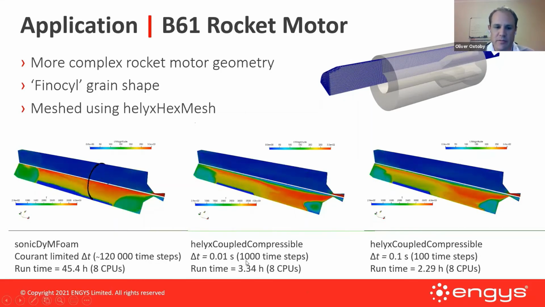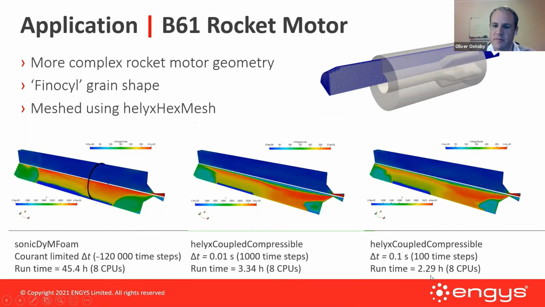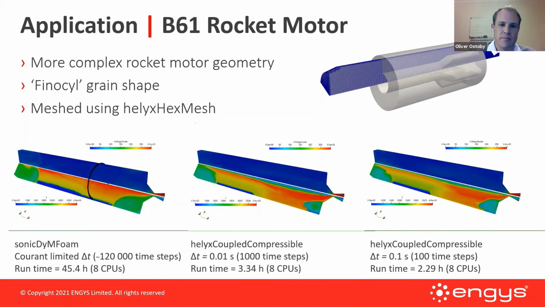And running this with 1,000 time steps, the runtime then comes down from about 45 hours to 3.5 hours. And making the time step coarser still, the runtime comes down to 2.5 hours. And you can see that the results are broadly the same. Some of the vortices are just not quite as accurately captured.